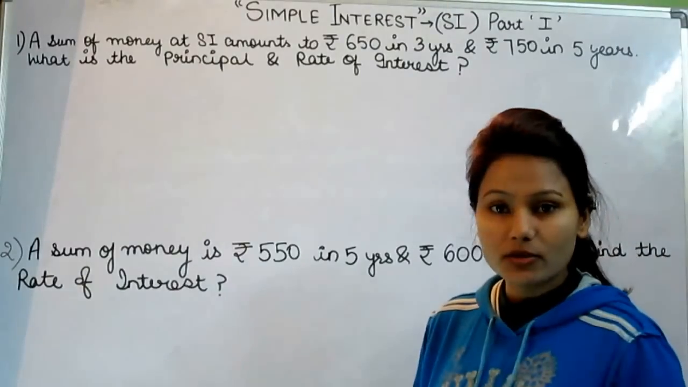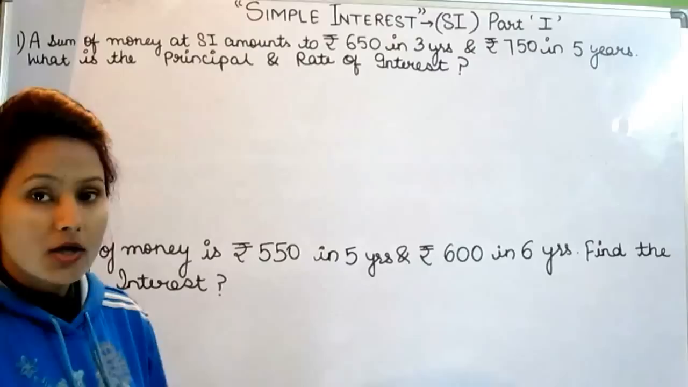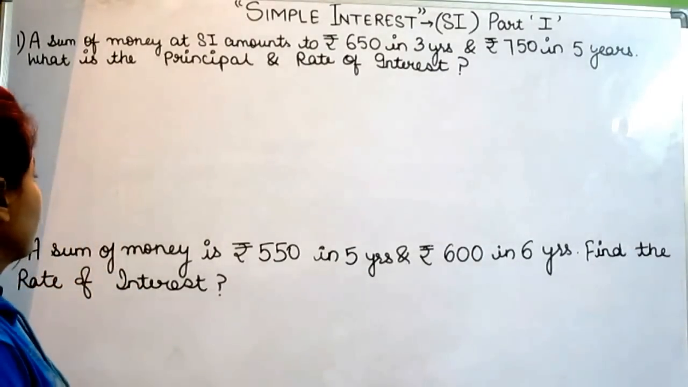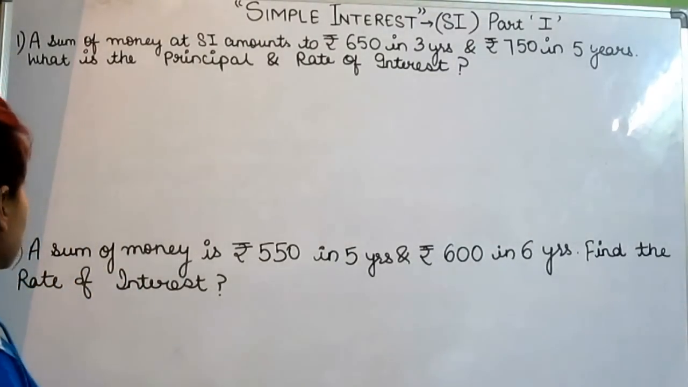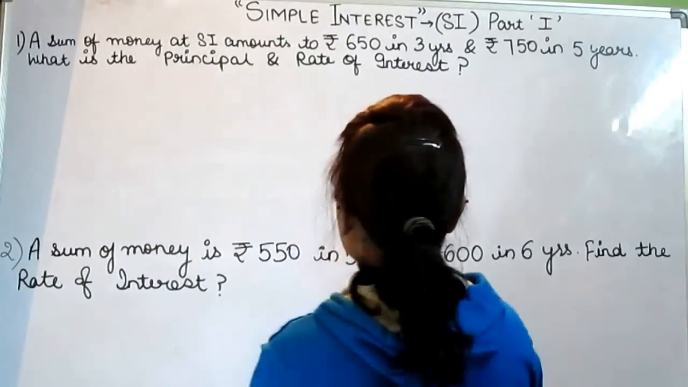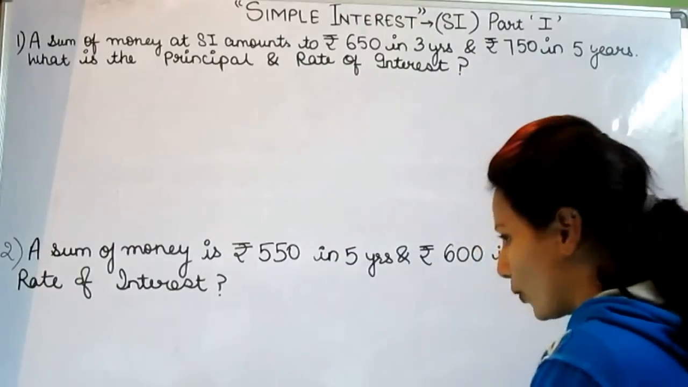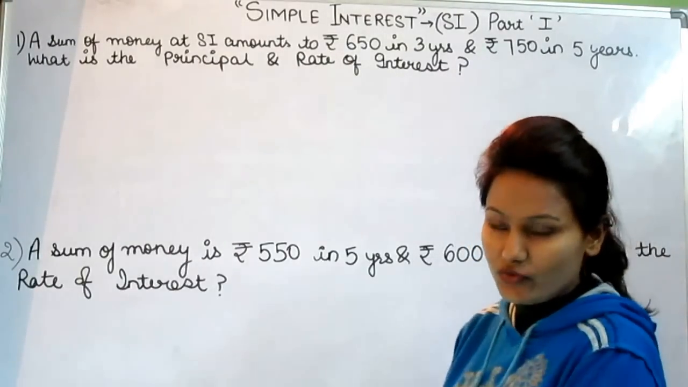In our examination, we always see 2 or 3 questions based on this chapter. So look at the first question. A sum of money at simple interest amounts to rupees 650 in 3 years and rupees 750 in 5 years. What is the principal and the rate of interest?